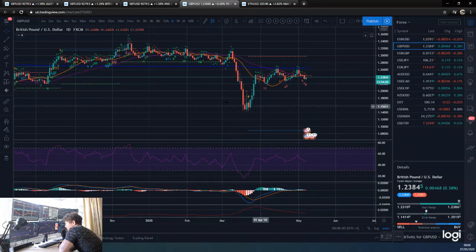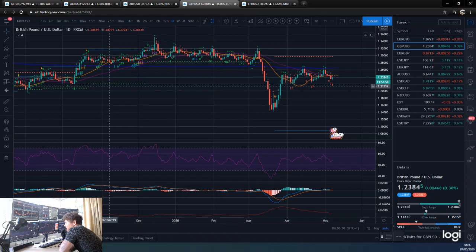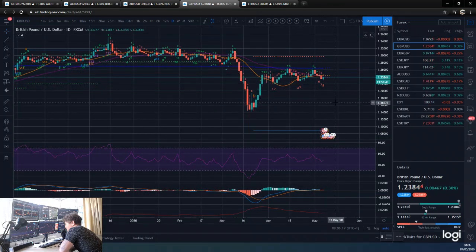So quite clearly here you can see supported, break it, capitulation, great daily 9 here, so great daily buy on the pound here, and then again, look, you can see rejected by the 200 period moving average.